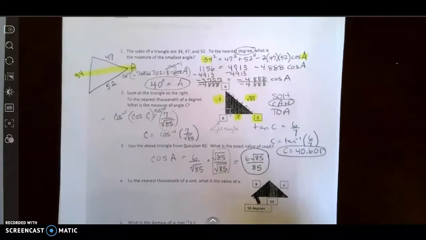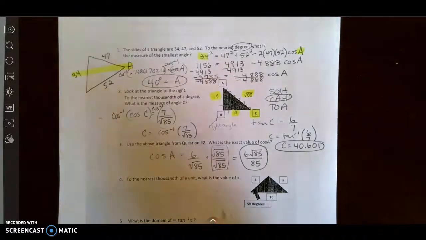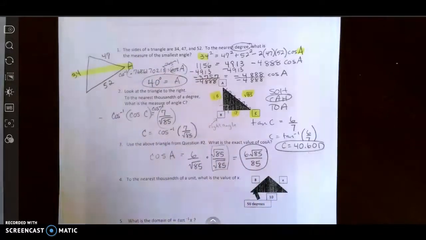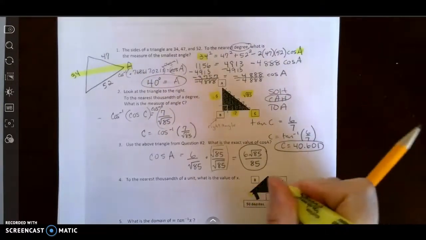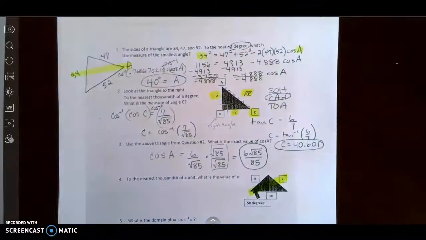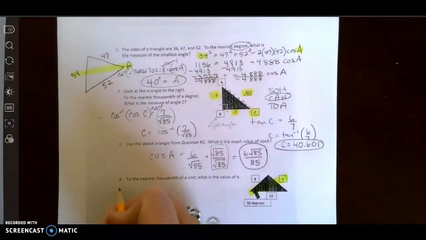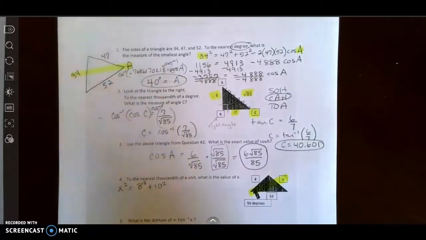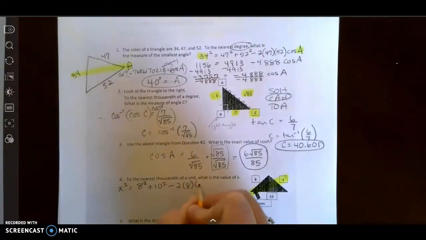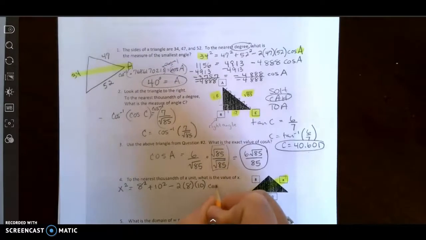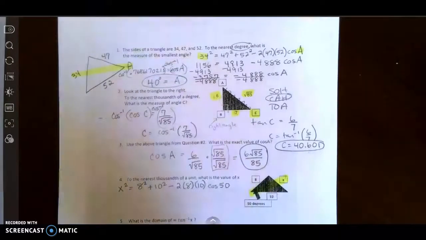Let's go to number 4. To the nearest thousandth of a unit, what is the value of x? And x must be this side right here. And this angle is 50. So I know this angle, and this is the side that I'm looking for. And I have side, angle, side, so I'm going to use law of cosines. So it's going to be x squared equals 8 squared plus 10 squared minus 2 times 8 times 10 times the cosine of 50.